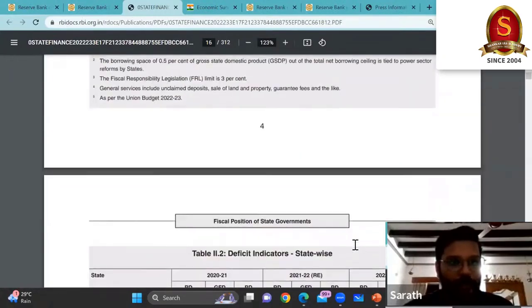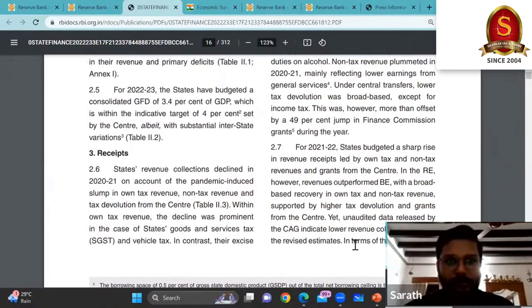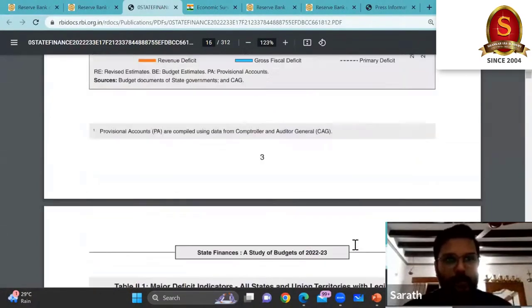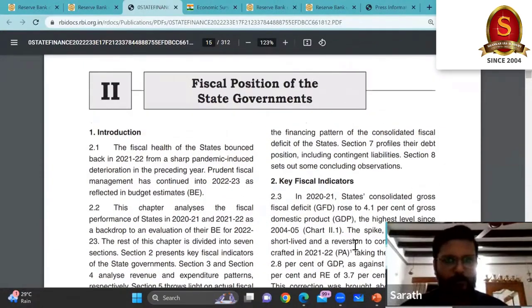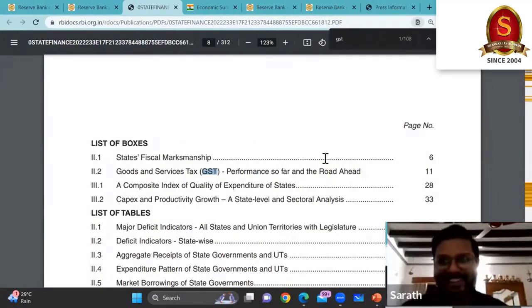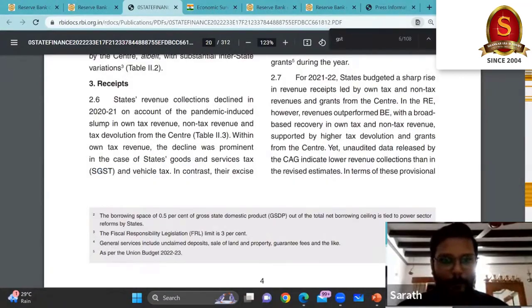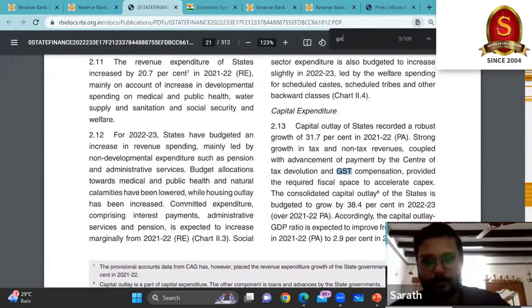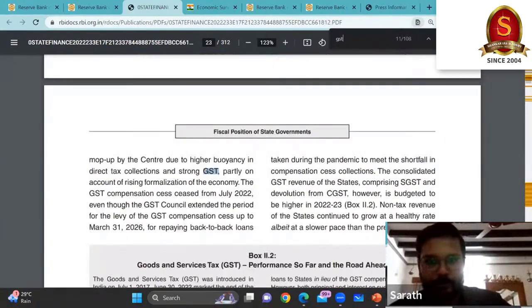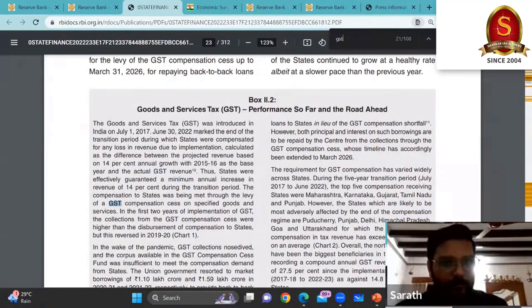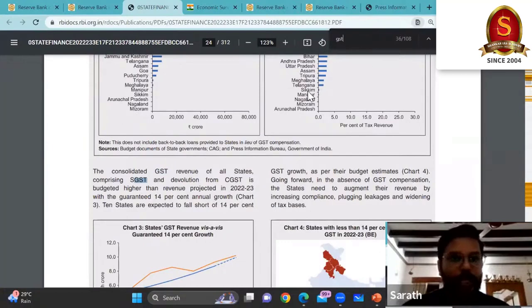Let me see where I can find it. Okay, so maybe I'll go for the simpler option and look for it. There are quite a lot of references. Okay, so we have it here.